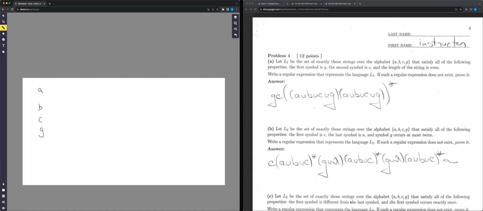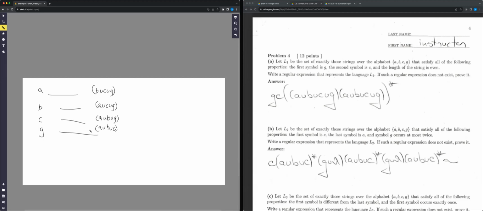The first symbol is different from the last symbol. So what is the last symbol possible? What are all the possibilities for the last symbol? Well, if my first symbol is an A, that means I could have a B or a C or a G. If my first symbol is a B, what is my last symbol? An A, a C, or a G. If my first symbol is a C, my last symbol is an A, a B, or a G. And then if my first symbol is a G, then my last symbol is an A, or a B, or a C. And now we have these blanks here.